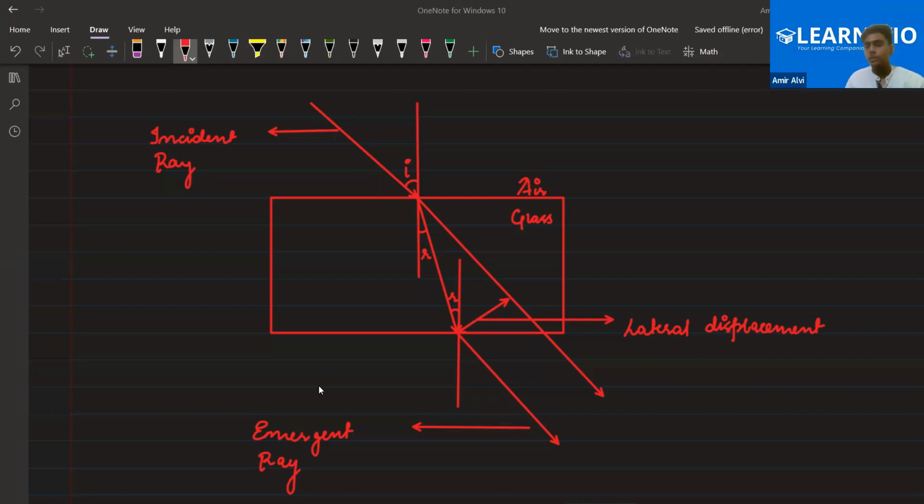So this is the lateral displacement. This is what lateral displacement is. This is a glass slab, right? So this will happen in the glass slab. Okay, is it clear to everyone up to here?